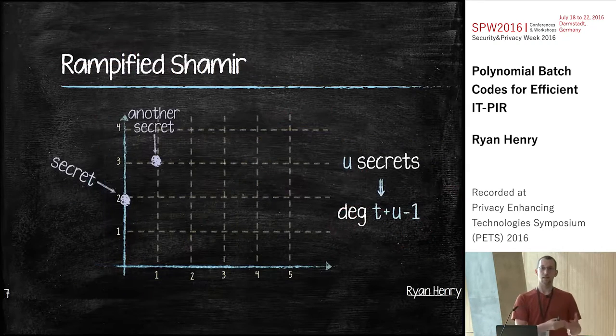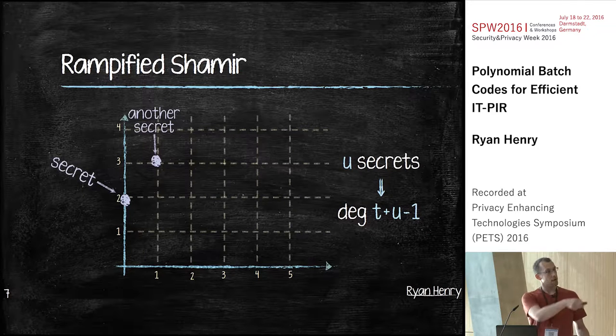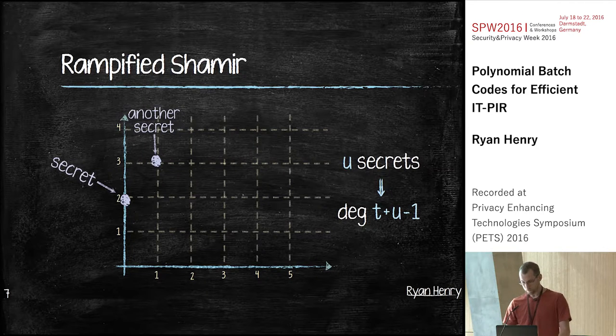So the shares that the users have look exactly like they used to, but we have a U-fold improvement in the amount of information we can pack. And we're going to try to use this to speed up the PIR.